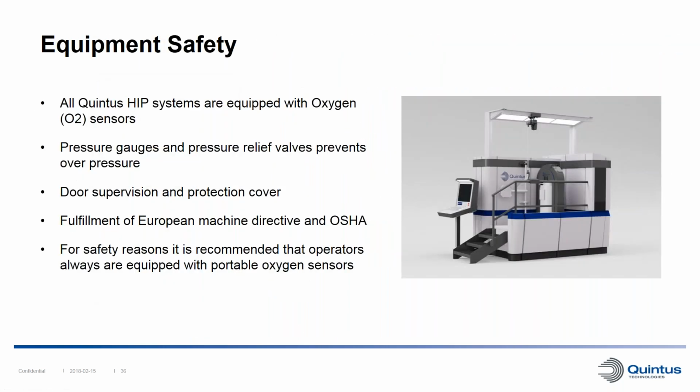As understood from the earlier page, safety is something we take very seriously, and not only in the mechanical design. When it comes to argon gas, all Quintus HIP systems are equipped with oxygen sensors around their systems. We also have pressure gauges and pressure relief valves to prevent overpressure. All doors and protection covers are supervised. The designs fulfill the European Machine Directive as well as OSHA. But for safety reasons, we always recommend that operators are equipped with portable oxygen sensors when they are operating the HIP system.